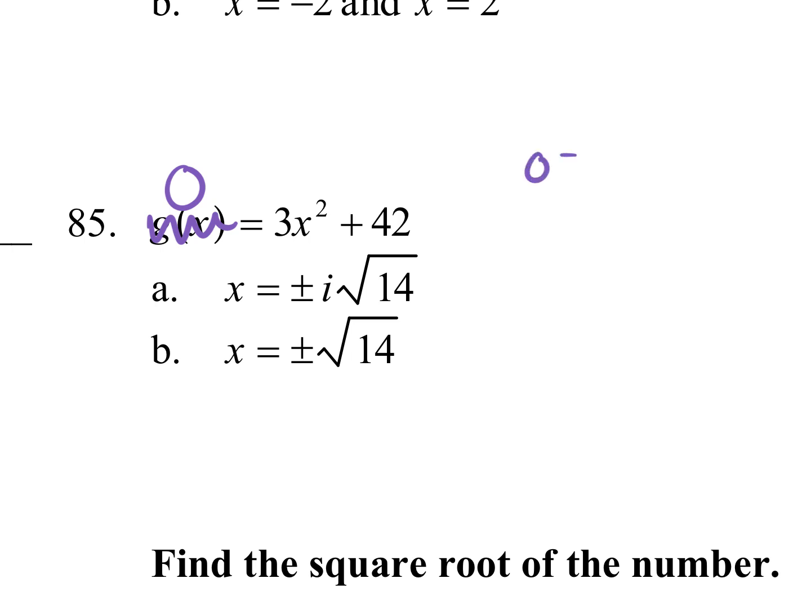So I have 0 is equal to 3x squared plus 42. Do I have to factor here? Do I have an x squared and an x? No, I don't have an x. Do I have any like terms or greatest common factors? I can divide everything by 3, so that's a good start. So I have 0 is equal to x squared plus 14.